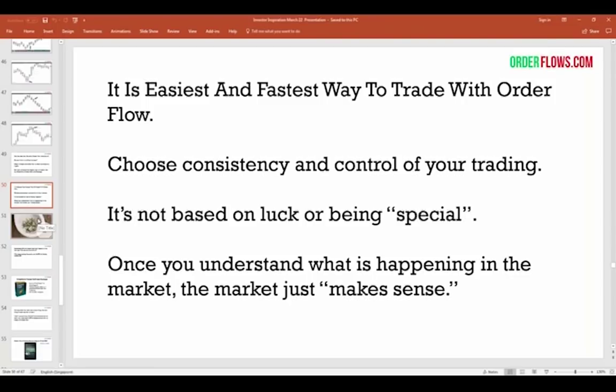You choose consistency in your trading and have control over your trading, so you know why you're taking trades, as opposed to just, oh, I should buy here because the bar has turned green or the bar has turned red, so I should sell. No, that's not trading. That's trade following. You're not making decisions based on your own analysis. You're making it based on some black box that you don't understand. Again, it's not based on luck or being special. There are trading savants out there, I'm sure.